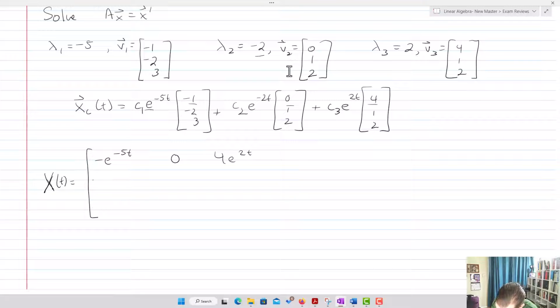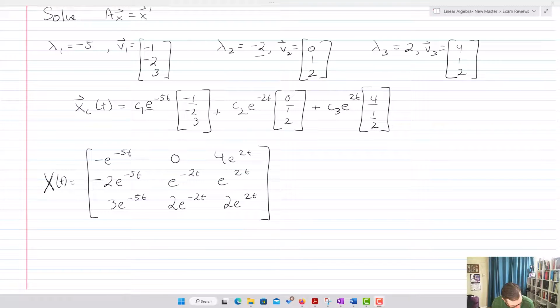Then next up, we've got negative 2e to the negative 5t, e to the negative 2t, and e to the 2t. And then we have 3e to the negative 5t, 2e to the negative 2t, and 2e to the 2t. And that is our fundamental matrix.